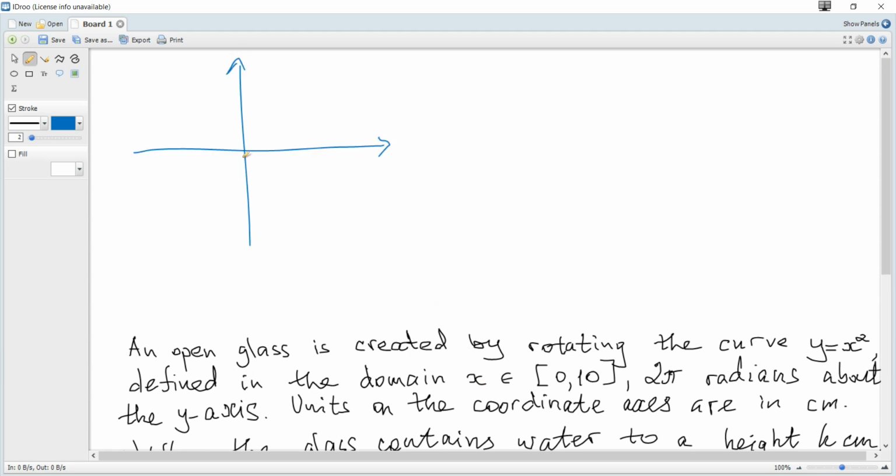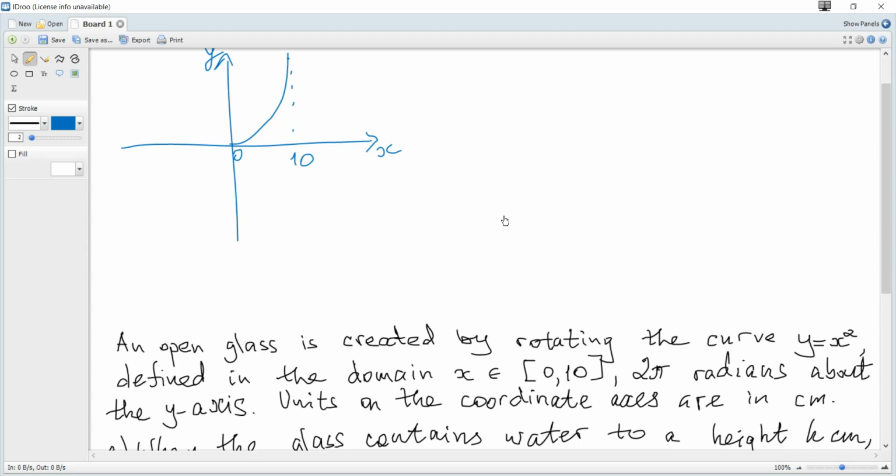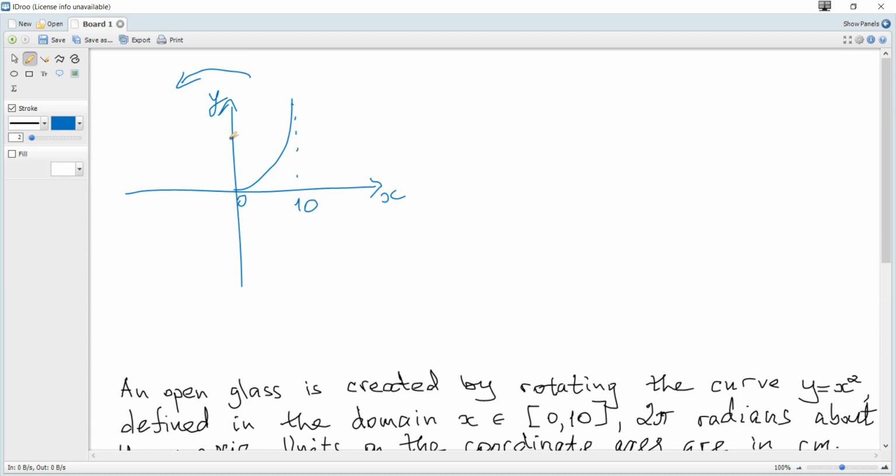There is a curve y is x squared, and what is it? It's a usual parabola, and x changes from 0 to 10, and this curve is rotated about the y-axis, and there is some arbitrarily chosen height h, and the level of water is up to h, and we need what? A volume of revolution.